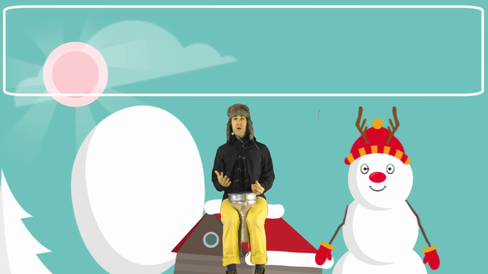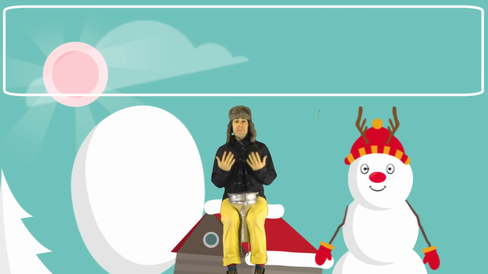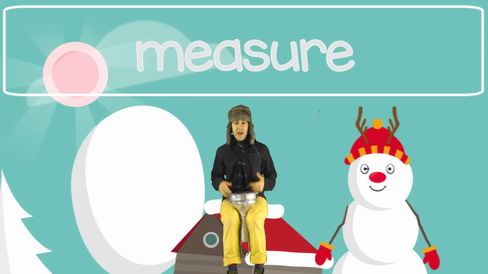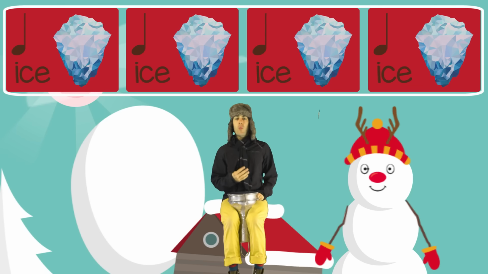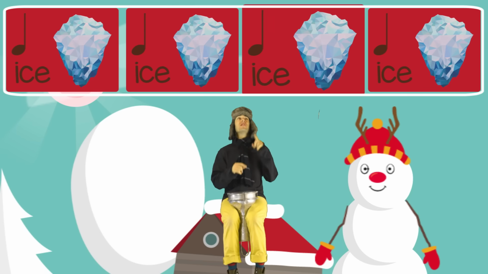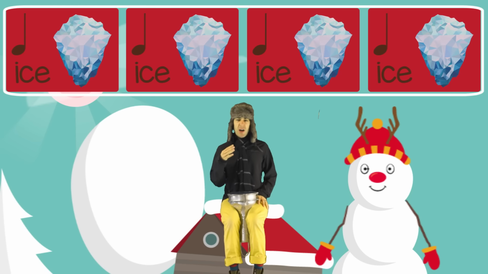So we start out with this blank space above me. And we call that blank musical space a measure. Can you say measure? Nice job. So we first split that measure into four little groups. We had four chunks of ice. Ice, ice, ice, ice. And when we cut something into four pieces, we're cutting it into quarters.